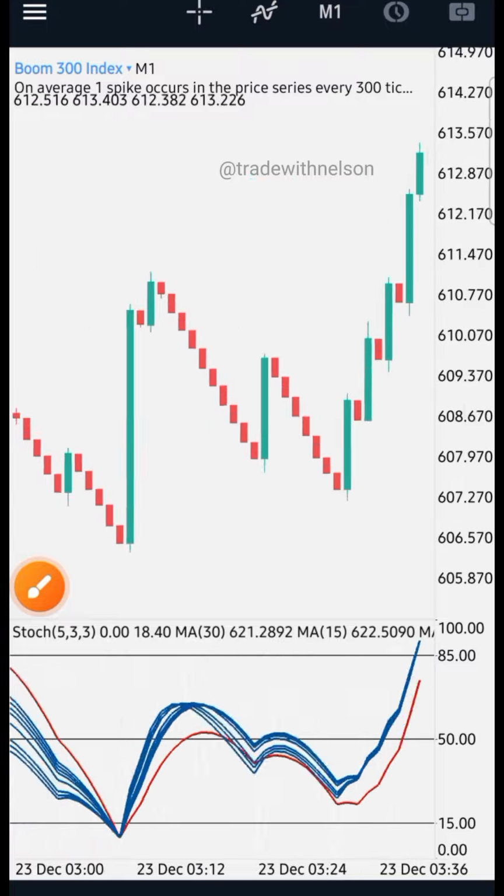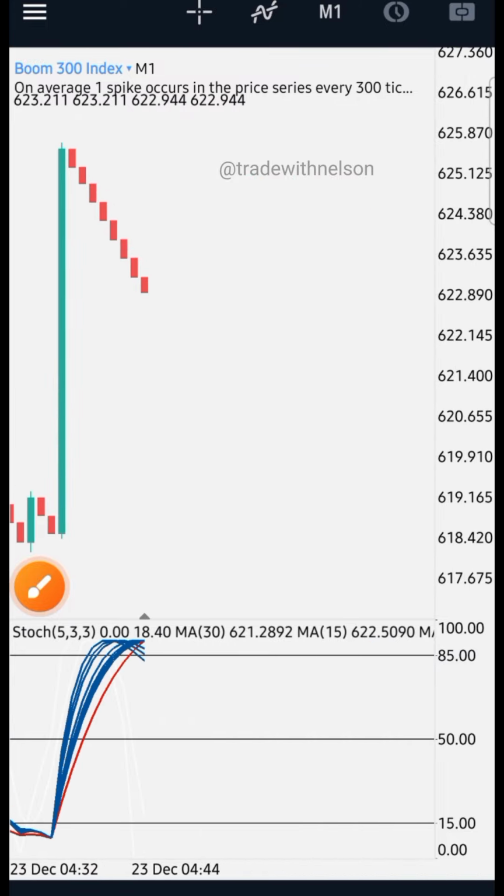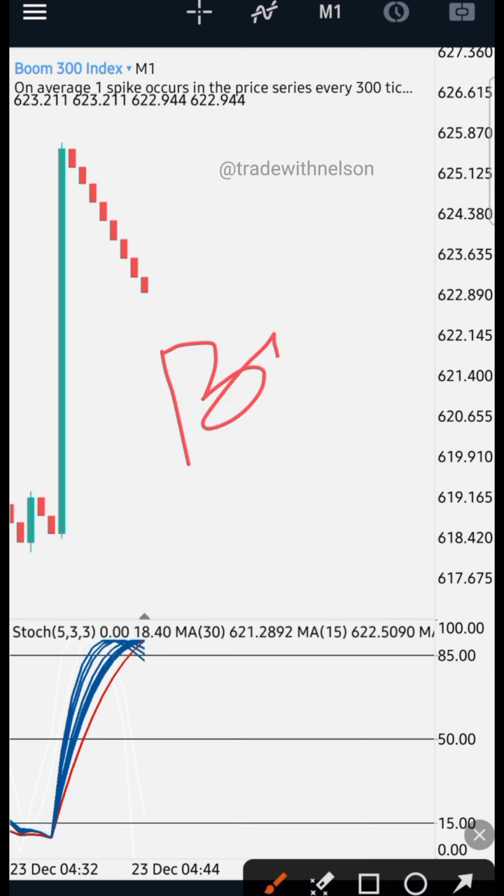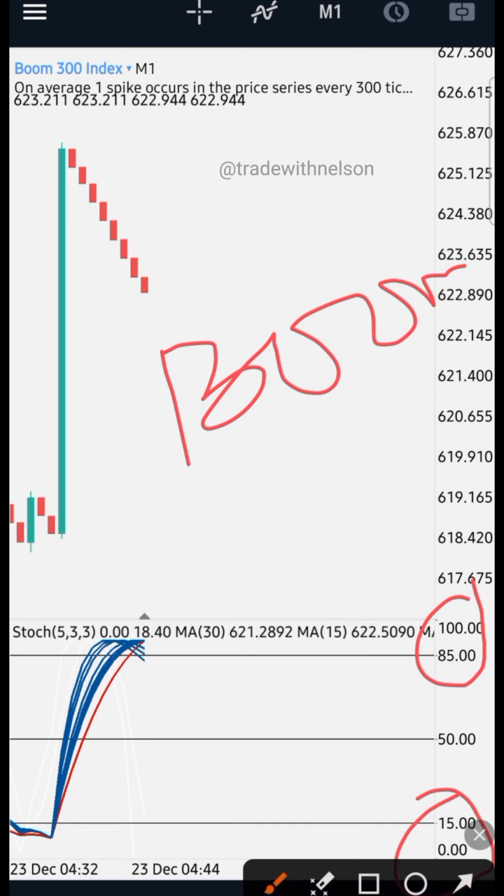Our focus here is for the bull market, so we are focusing more on the 100 to 85 level, and for the crash market we are focusing more on the 15 to 0 level.